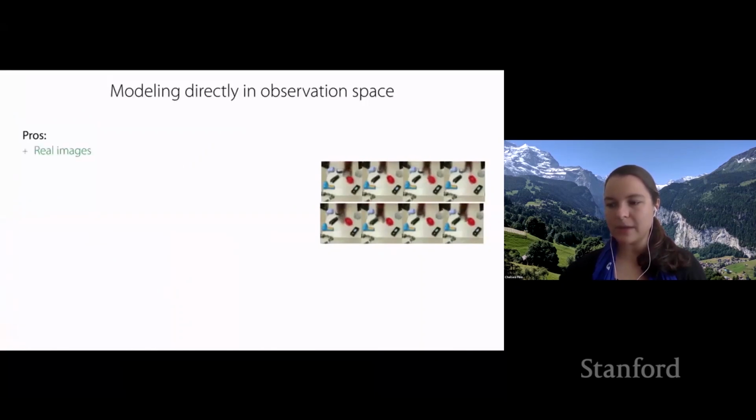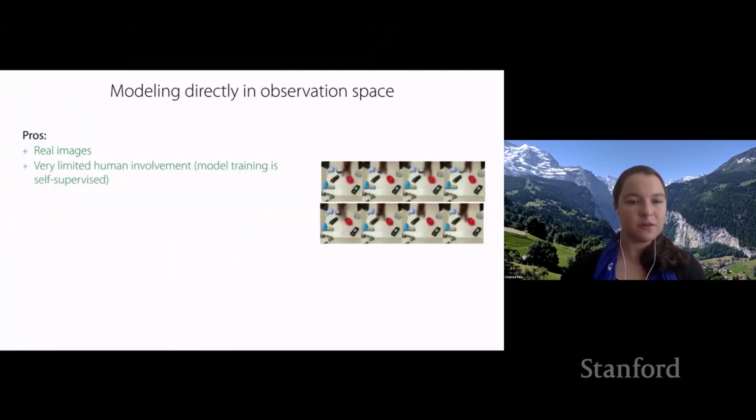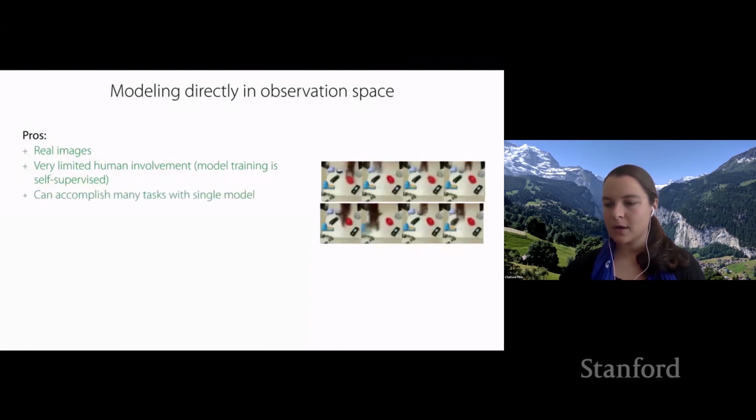So here are a few more examples. Okay, so the benefits of modeling directly in image space is that this sort of approach can scale to real images. It also involves fairly limited human involvement. So once you start just collecting data, training the model is actually fully self-supervised. This was also true for the latent space methods as well. And actually, unlike the latent space methods, for the most part, we were able to accomplish a wider variety of tasks with a single model.